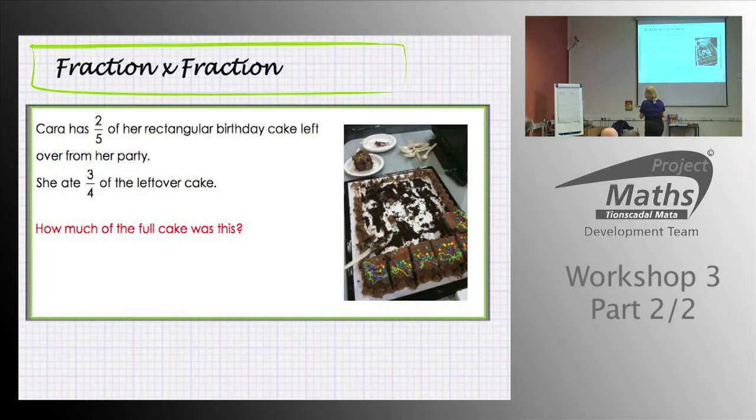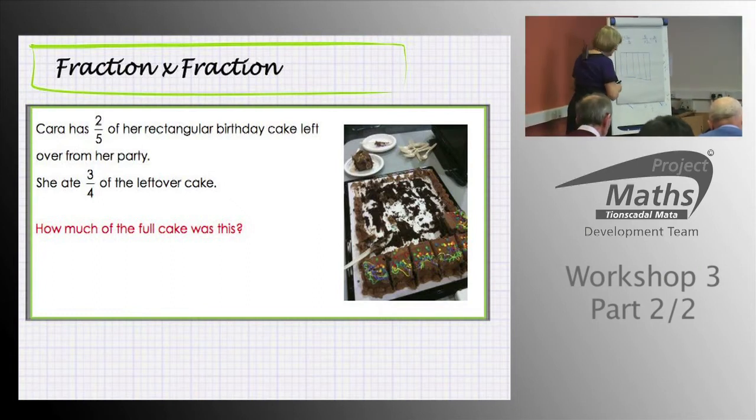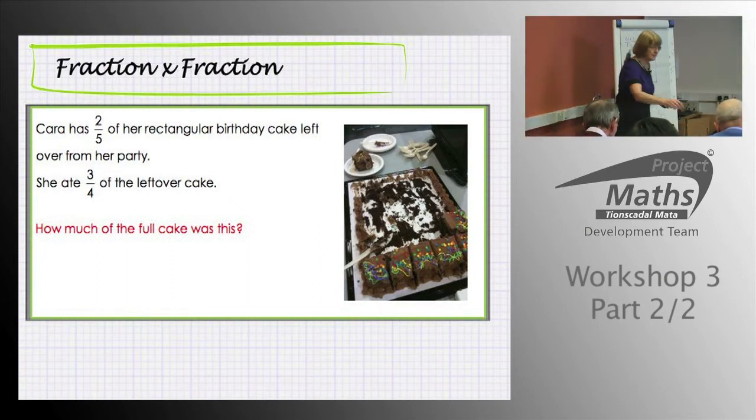So Cara has 2/5 of her rectangular birthday cake left over from her party. We got away from the pizzas. She ate 3/4 of the leftover cake. How much of the full cake was this? How much of the full cake did she eat? That's what I'm asking you, because a lot of people give me the answer of how much is left. How much of the full cake was this? I know you had your lines going across that way, but it's pretty much the same as what I have here.